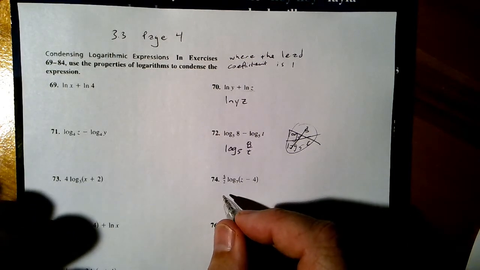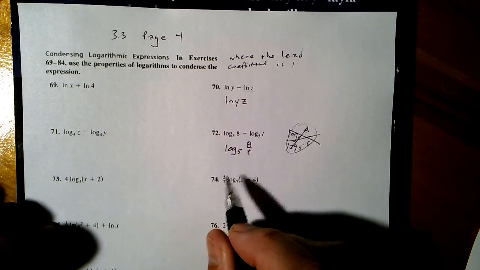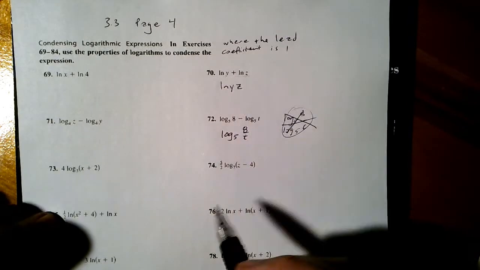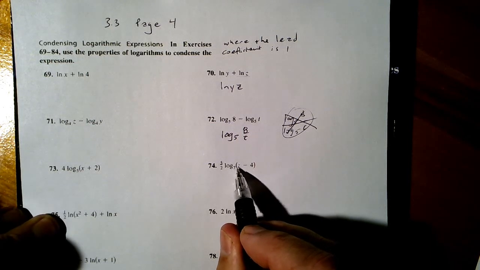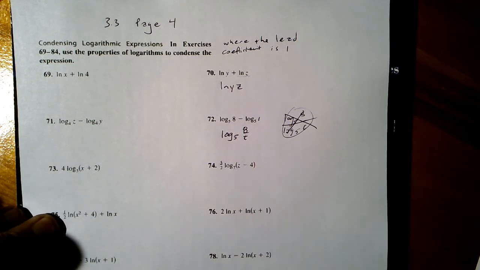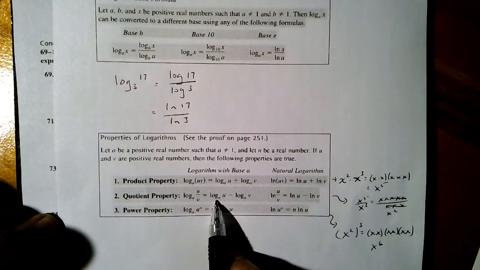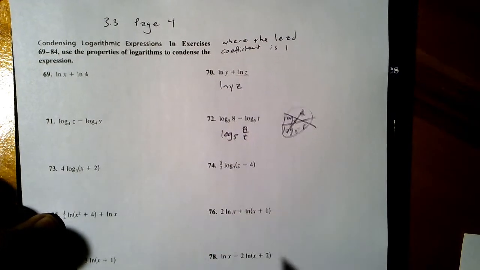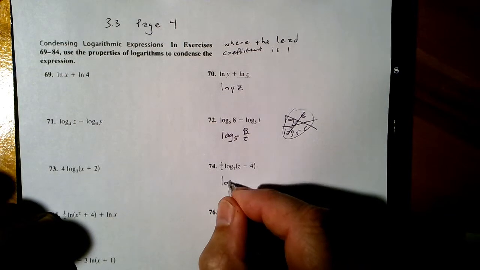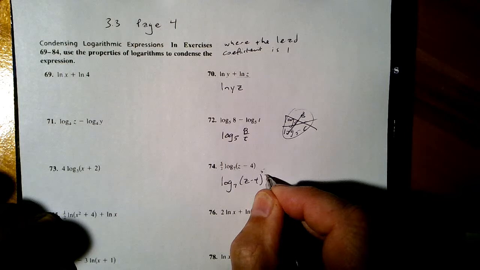Okay, let's see. So I want a lead coefficient of 1. I can't distribute this and make this log base 7 of z minus log base 7 of 4. I don't have a rule like that. Yes, I have a log minus log here, but that goes with a quotient. I can't distribute that. So all I can do is this: log base 7 of z minus 4 to the 5 halves.